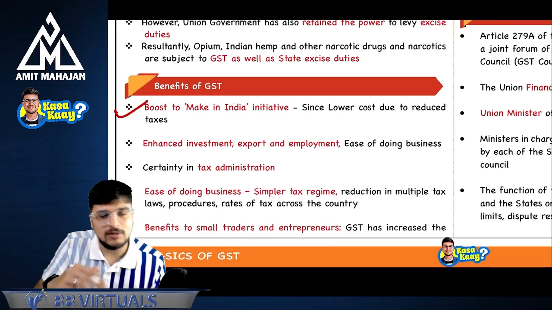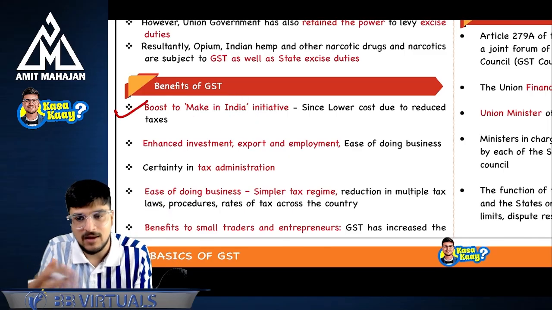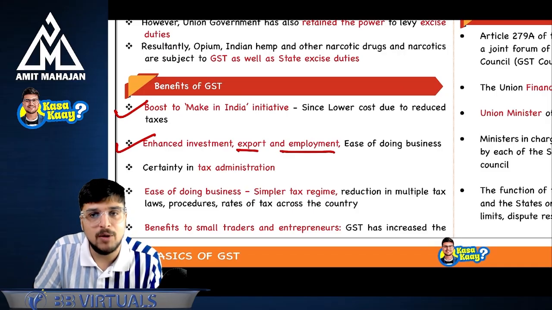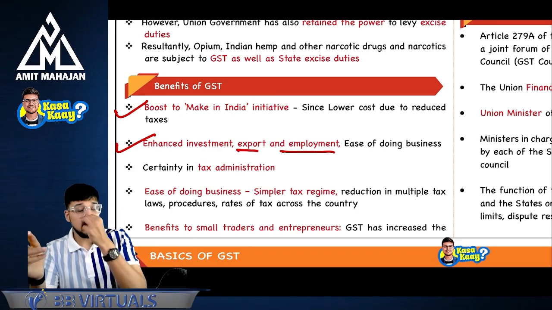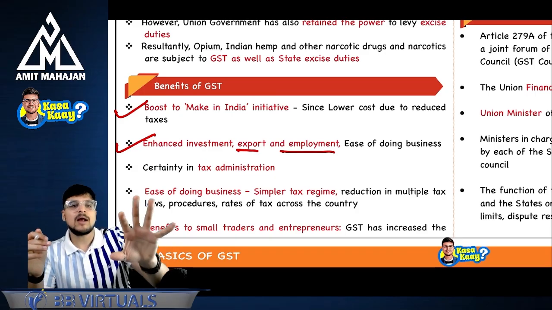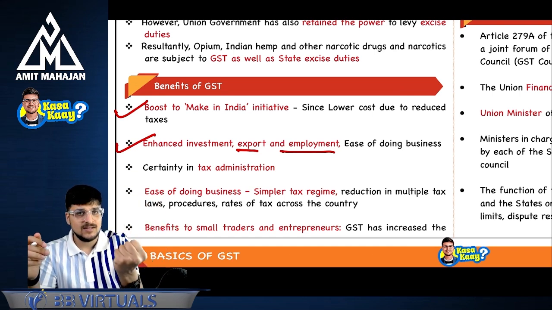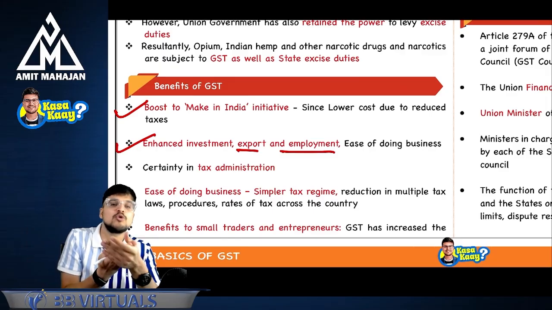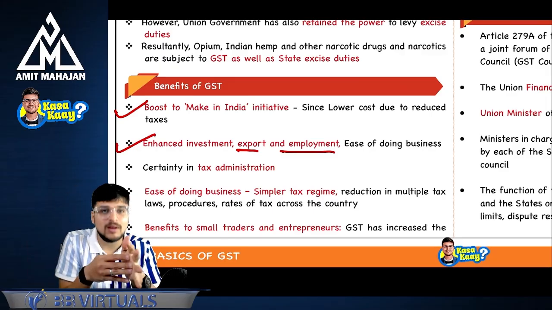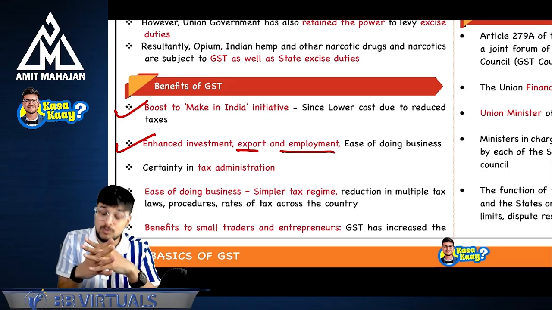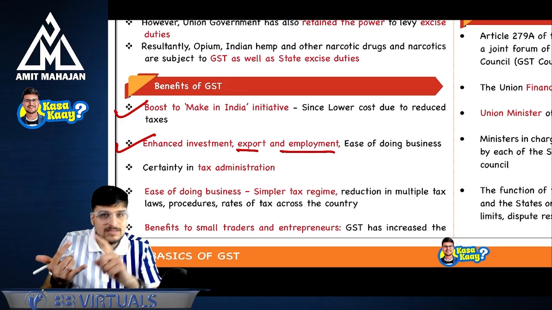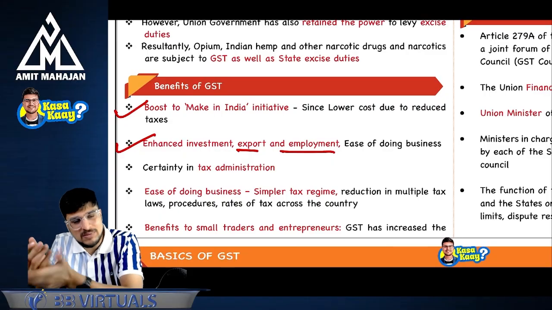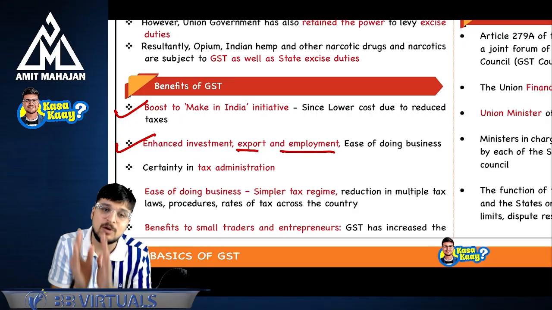Number one. Now it will be like your BCom exam, active passive. Same example. See, enhanced investment, export and employment, ease of doing business, which means because there is some kind of unity in taxes, people outside India also feel that it will be easy for us to do business in India. That's why they are investing more in India because there is not much compliance. So investments, export and employment have increased, and ease of doing business because there are no multiple laws. There is only one GST law.